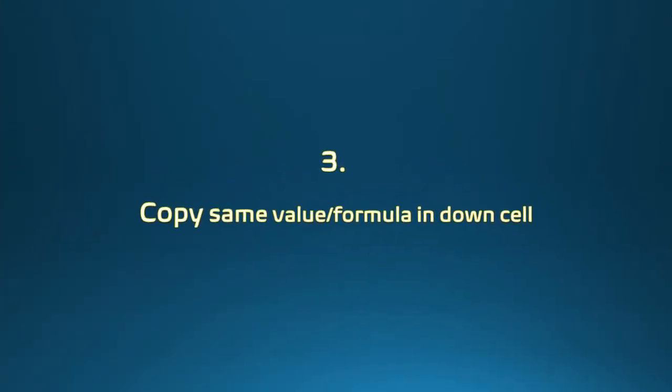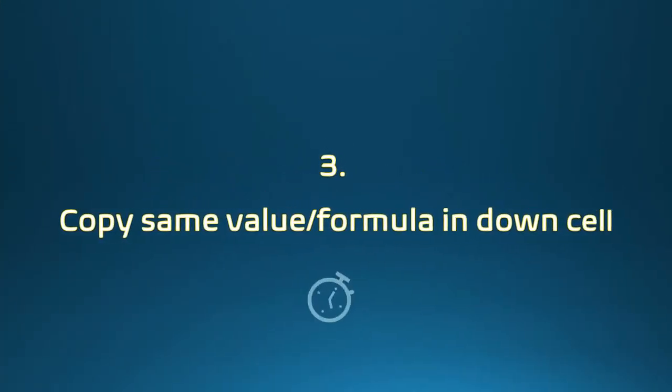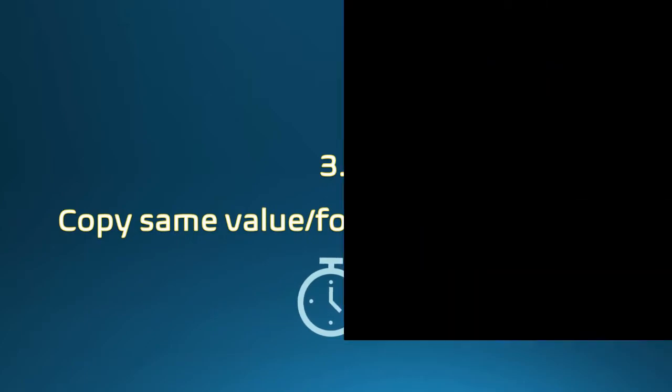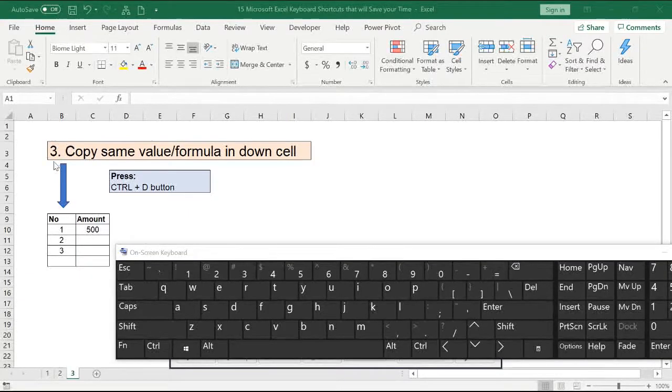The next shortcut is how to copy the same value or formula in the down cell. This is a very useful tip when we are dealing with a large data set. So the shortcut is to press Ctrl and D button. So let's say if we want to copy 500 from C10 to C11, we can just press Ctrl and D, and the 500 as a value will be copied to C11.